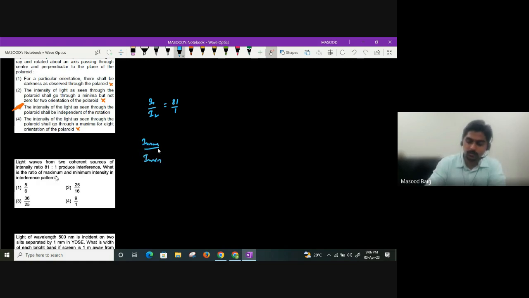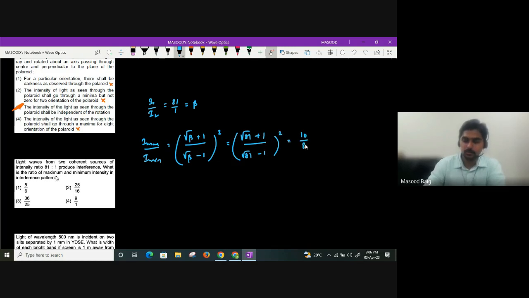If you remember, if I take this as beta, what is the ratio of maximum to minimum intensity given as? Root beta plus 1 divided by root beta minus 1 whole square, or not, guys? So if beta is 81, what will root beta be? 9. So this is root over 81 plus 1 divided by root over 81 minus 1 whole square. So can I write it as 10 divided by 8 whole square or not? Which I'll get as 5 by 4 whole square, which turns out to be 25:16. Is that clear?